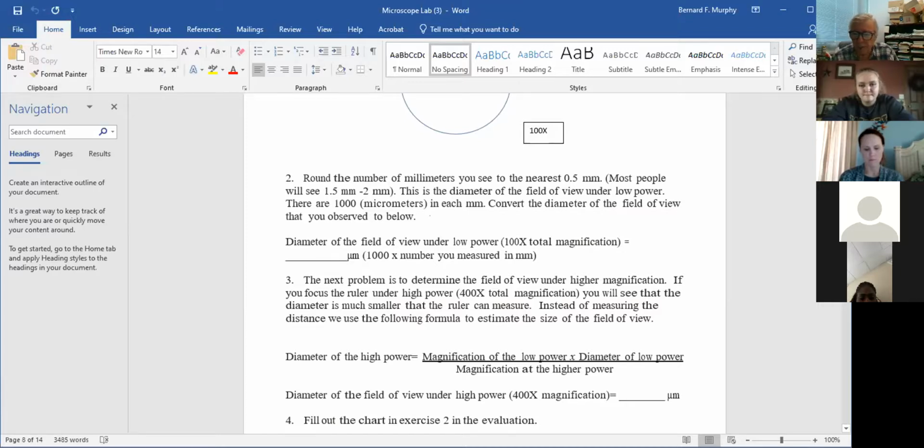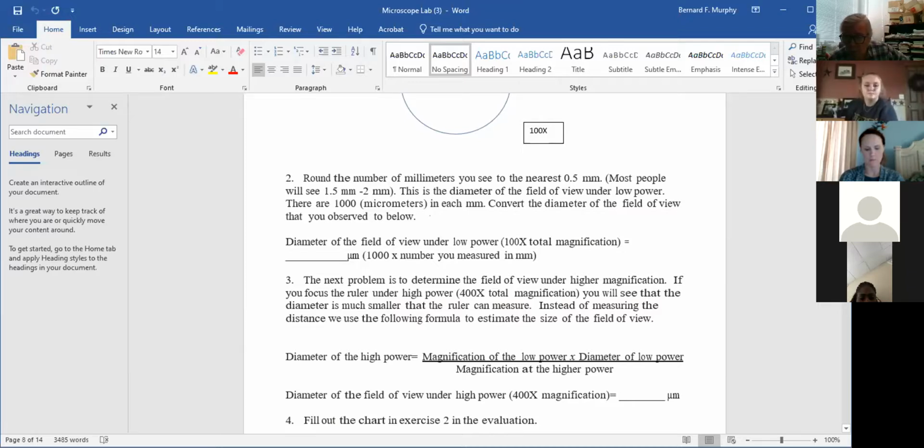But the problem is you can't measure physically using a ruler the diameter of the field of view under the high power objective because it's too small. So you have to calculate it because of a certain relationship between the magnification of an objective and its diameter field of view.